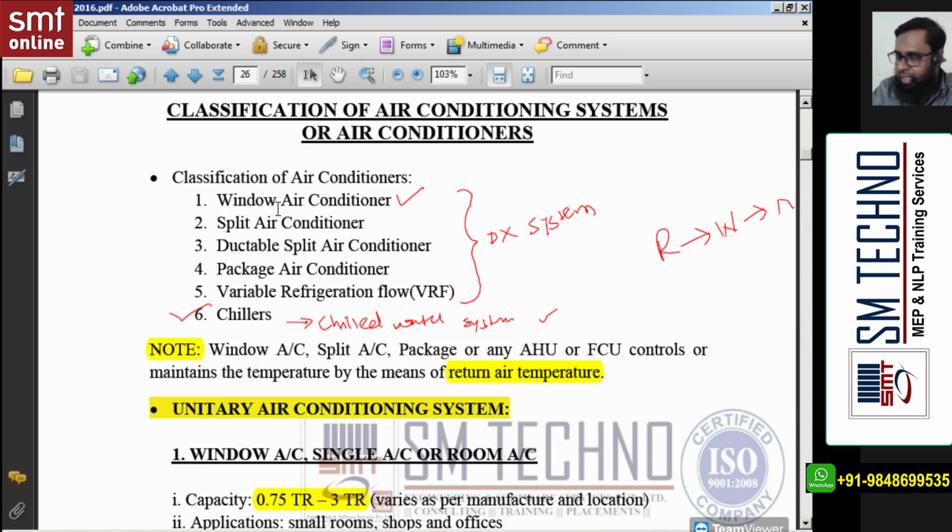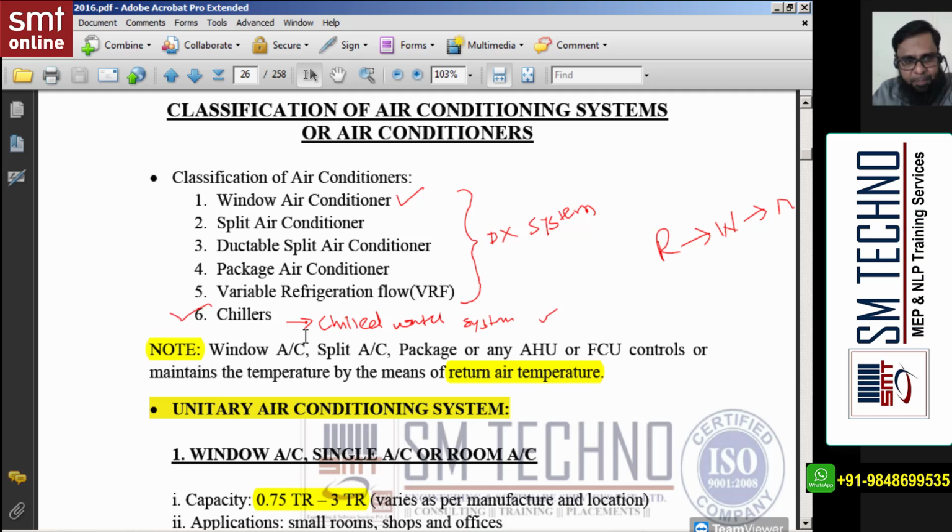So first, window. Just let me read this. The very small one is window. Next, split is also small, limited capacity. Ductable split is for medium projects like a supermarket, limited, not a big supermarket, or an office, etc. Then we have package. Package has higher capacity compared to ductable, and it's a single unit like window. Then VRF. VRF is also a medium category, meaning similar capacity to package, but not like chiller.